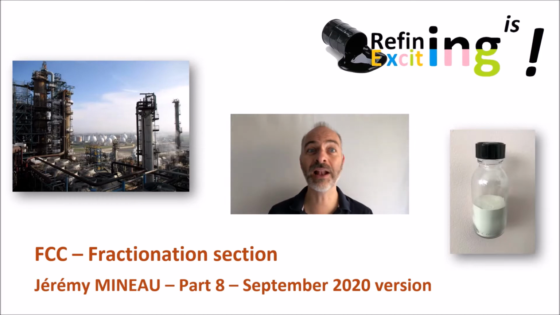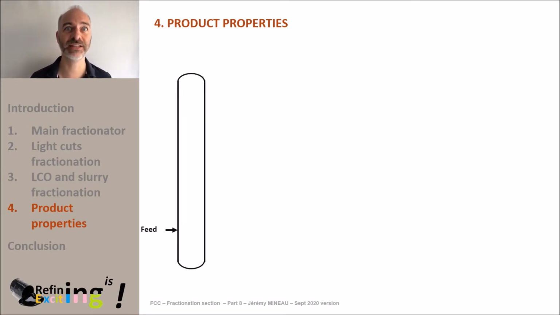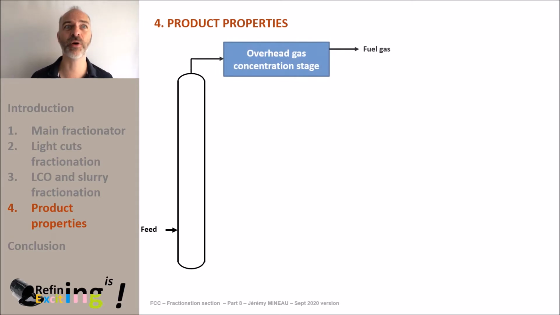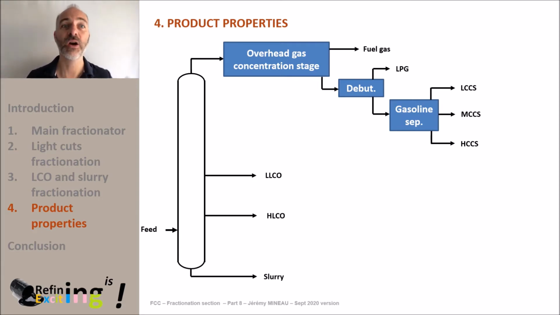Hello everyone, and welcome to the 8th part of this MOOC dedicated to the fractionation section of the FCC. In the 7 first parts, we described how to get a fuel gas cut and several gasoline cuts. And we spoke about the fractionation of the LLCO, HLCO, and slurry cuts. We still have to talk about the properties and the future destination of each of these cuts.